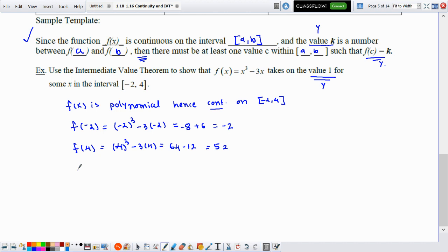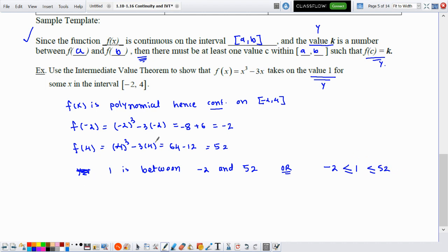So you have to write this. You don't have to say y value. 1 is between negative 2 and 52. Or you can also write negative 2 < 1 < 52. I prefer that you write the statement instead of the inequality, because if you make a mistake in the inequality, it will not be considered correct. While writing the statement is so much easier, you can say 1 is between 52 and negative 2, or you can say 1 is between negative 2 and 52. But if you write the inequality incorrectly, it's considered incorrect.